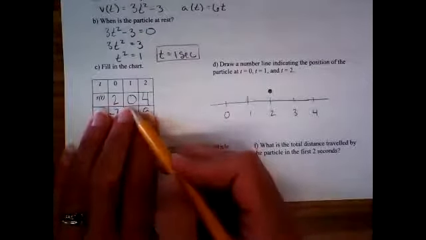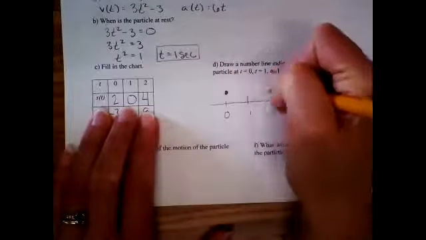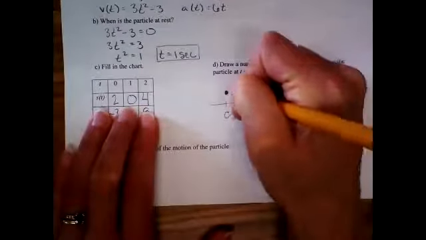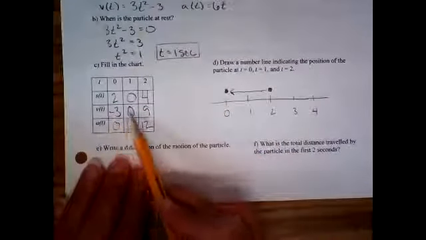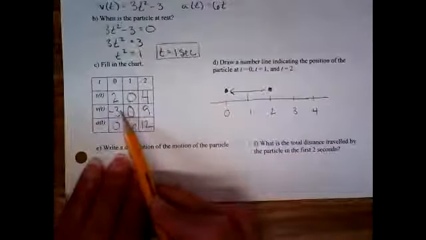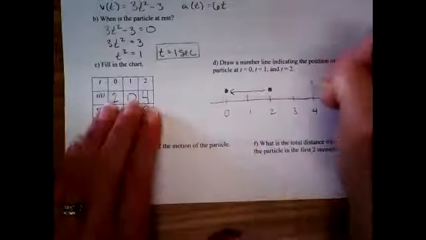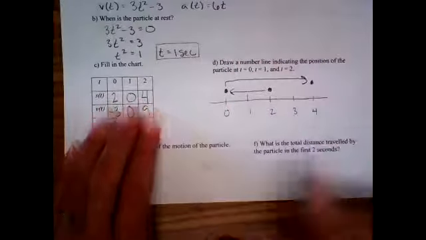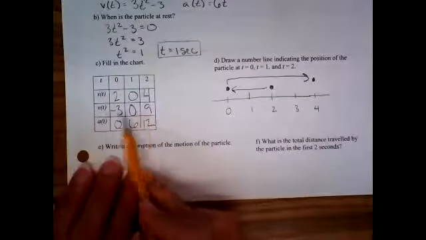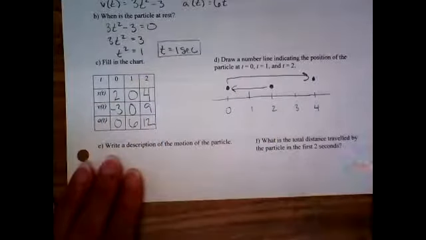Then it moves to 0. So it goes this way. So it moved to the left. Do you see how it had negative velocity? Velocity was negative here. That's because it was moving to the left. All right, then it moves to 4. So it has positive velocity. See how it had negative velocity changed to positive velocity? That's because it went left and then it went right.